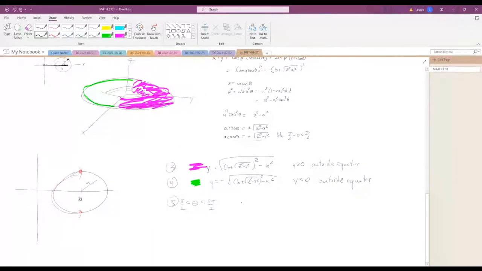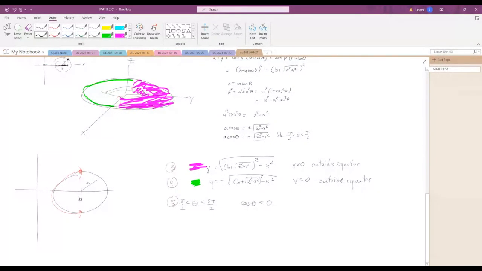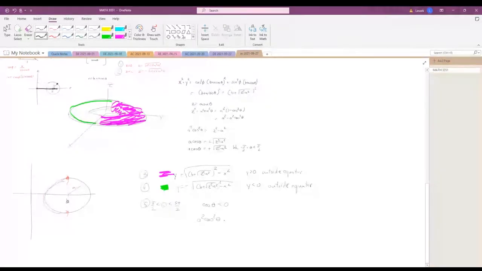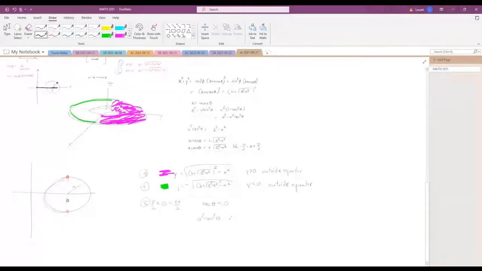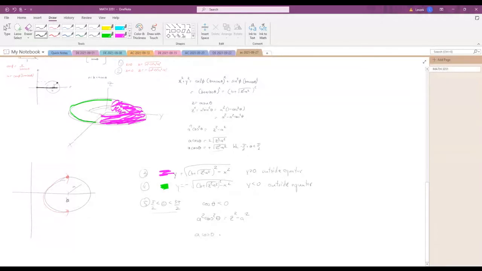And then cosine for those angles is negative. Okay, so the only thing that would change is that when we solve for, when we were over here, and we took the square root, this time we're going to have to use the negative version, because cosine is negative for this range of theta.